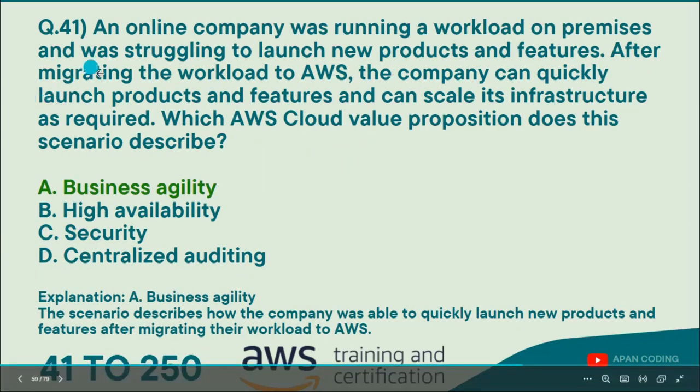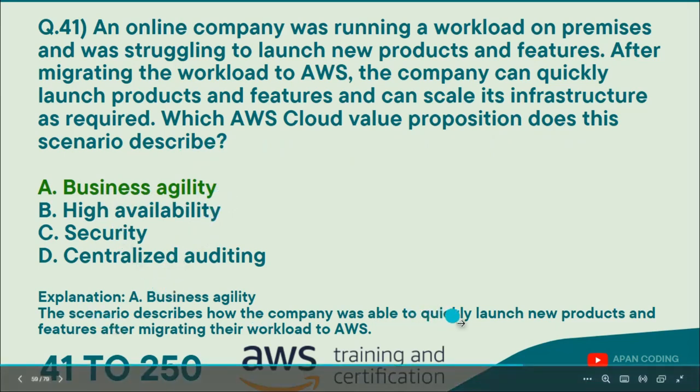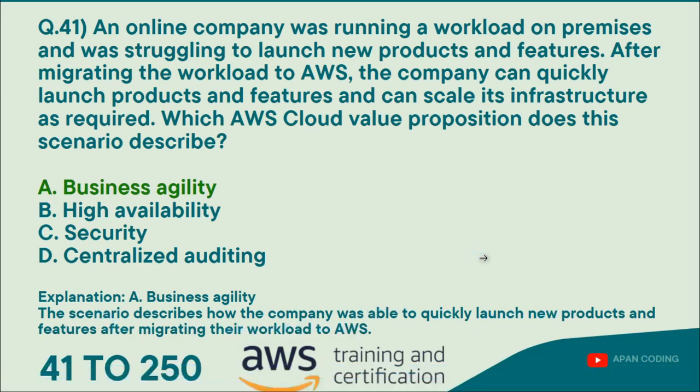Let's see question number 41. An online company was running a workload on premises and was struggling to launch new products and features. After migrating the workload to AWS, the company can quickly launch products and features and can scale its infrastructure as required. Which AWS value proposition does this scenario describe? The answer is business agility. Why is it business agility? Let's see the explanation. Because, friends, the scenario describes how the company was able to quickly launch new products and features after migrating the workload to AWS. So friends, I hope this question is clear to you. Move on to the next slide.